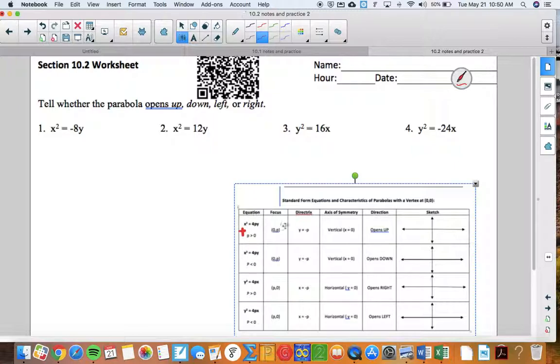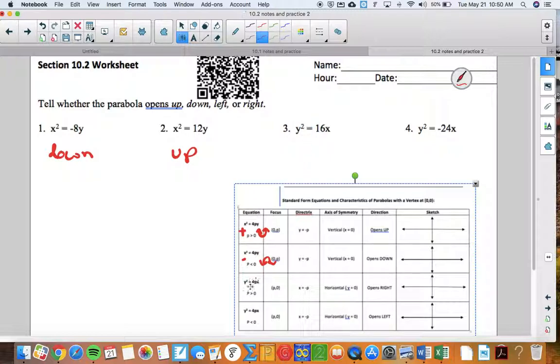If it's positive, it's going up. If it's negative, it's going down. So this one's negative, so we're going down. Number 2 looks very similar. It's an x squared as well, which means it's either up or down, except for now we have a positive in front of the y, so it is going up.